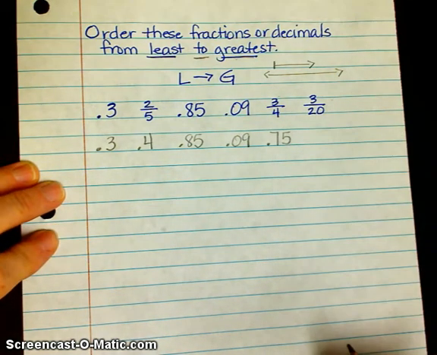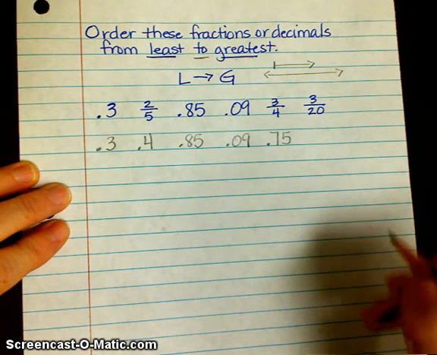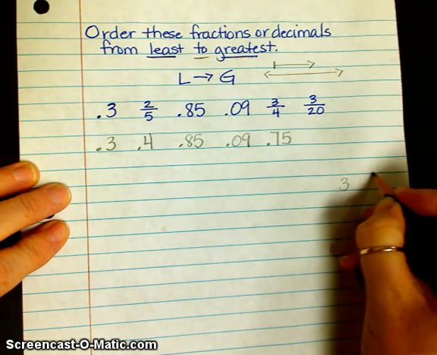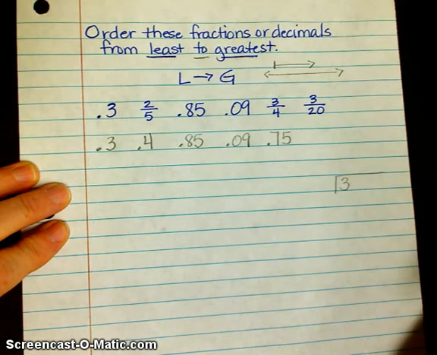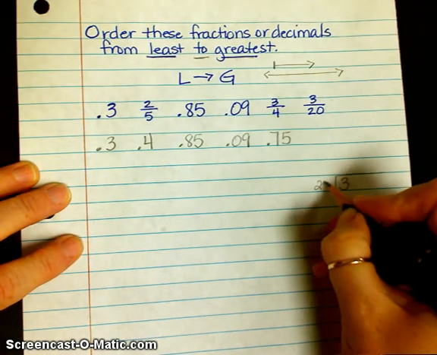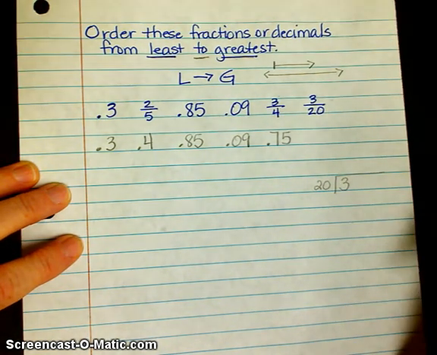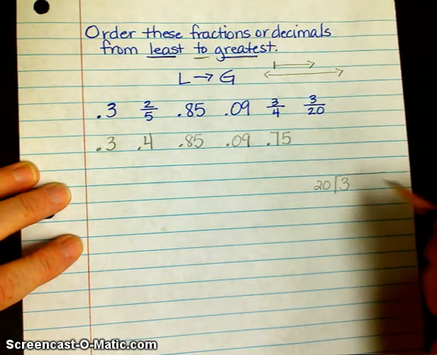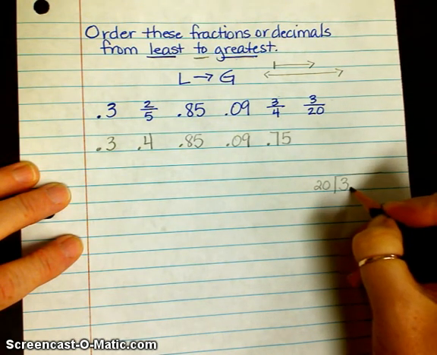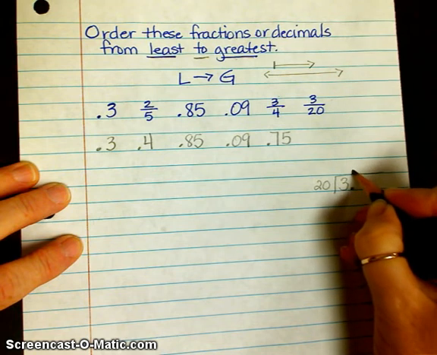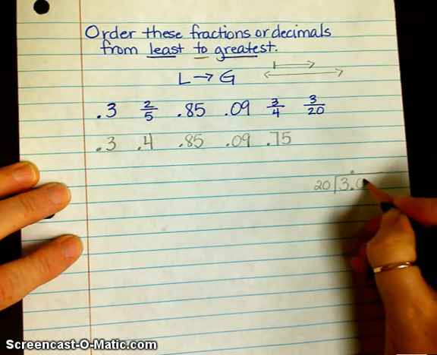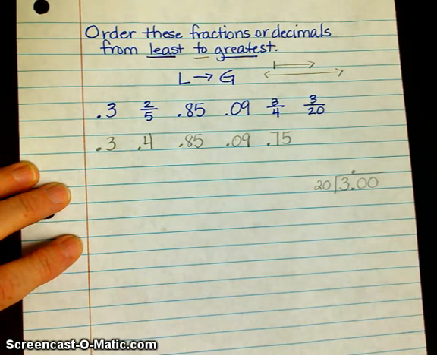With 3/20, 3 is our top dog. It's going to go inside the house. 20 is the bottom dog. It goes on the outside of the house. Once I get my top dog and bottom dog inside and outside the house, I'm going to put a decimal and bring it directly up above using tick, tick, tick, tick, boom. And I'm going to add a couple zeros just to get me started.